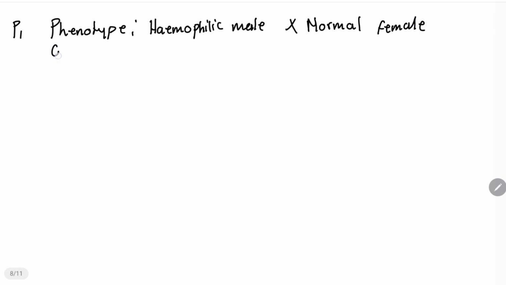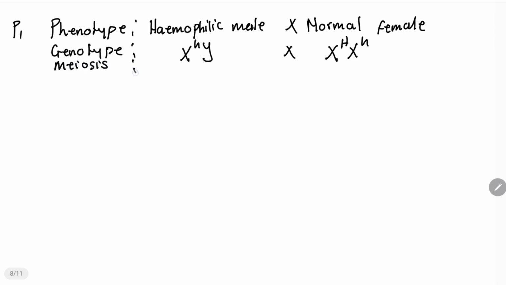Below phenotype now we write genotype. So the male with hemophilia, we know that the only possible genotype for a male with hemophilia is X^h Y, crossed with this normal female who is a carrier. So it is going to be X^H X^h, right? Below genotype, we write meiosis. And in front of meiosis, we do not write anything.